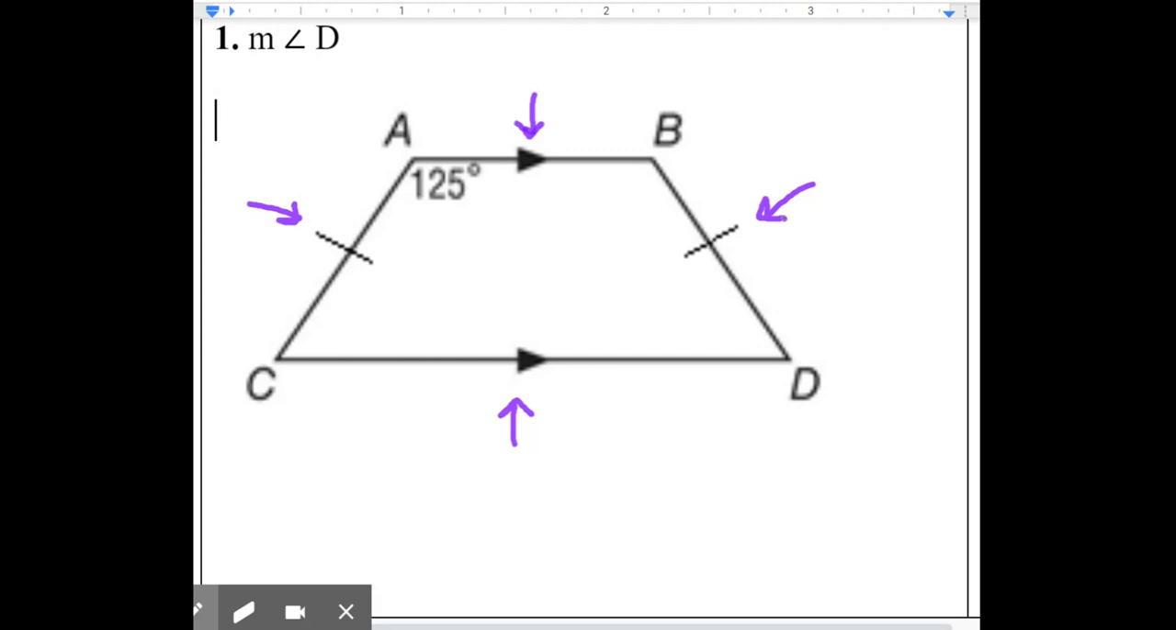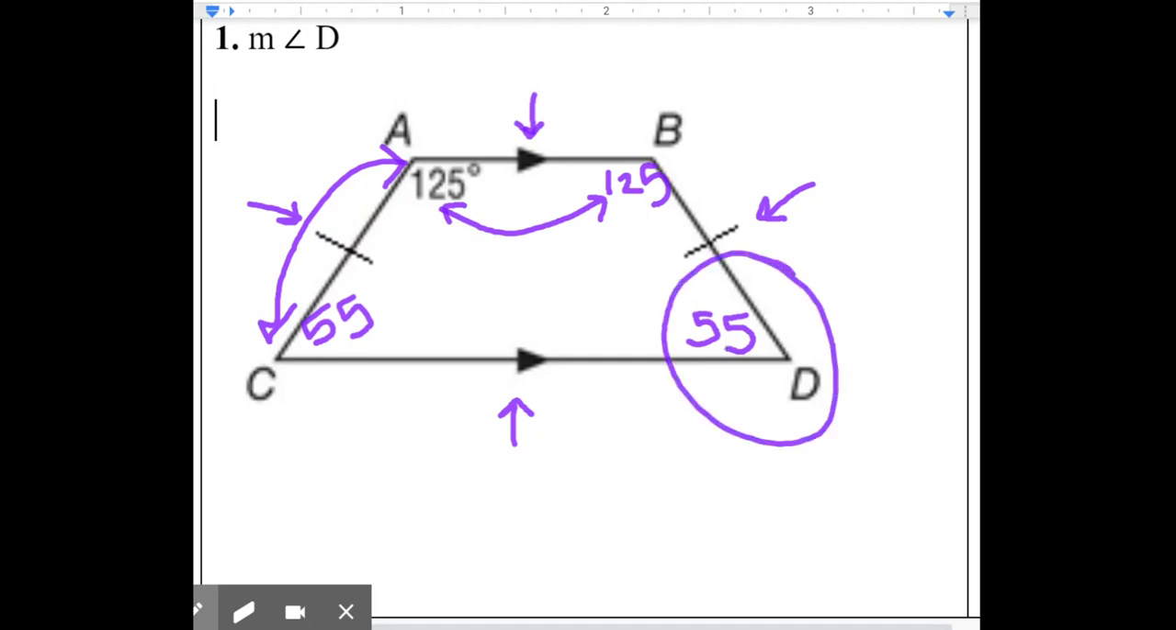And because I know that this is an isosceles trapezoid, I can label all of these angles. So right over here, these two are base angles. So I know that this is 125. And then the angles that are consecutive add up to 180 because we have parallel sides. So what's 180 minus 125? Well, that's 55. And therefore, the other base angle also has to be 55. So the question is, what's the measure of angle D? The measure of angle D is 55 degrees.